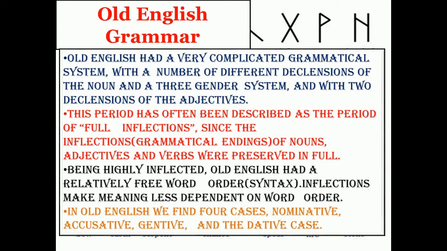Old English had a very complicated grammatical system, with a number of different declensions of the noun and a 3-gender system, and with 2 declensions of the adjectives. This period has often been described as the period of full inflections, since the inflections, the grammatical endings, of nouns, adjectives and verbs were preserved in full. Being highly inflected, Old English had a relatively free word order syntax. Inflections make meaning less dependent on word order. In Old English we find 4 cases: nominative, accusative, genitive, and dative.